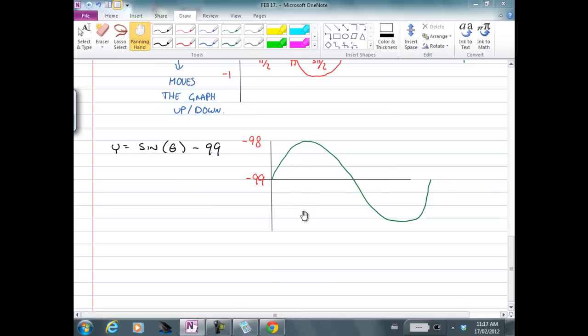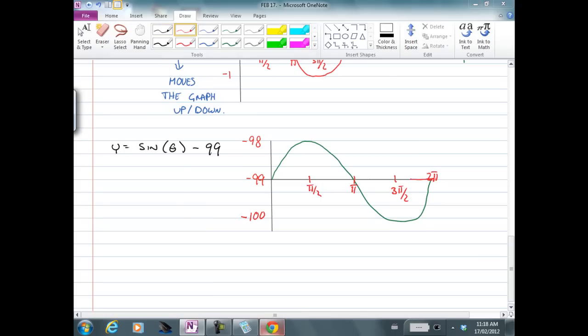The lowest point, Jasmine, what's the lowest point going to be? -100. My x value stays the same, and you just label this as 2 pi, 3 pi by 2, and pi by 2. Is it that hard? No, not really. It's just a basic understanding: what's one higher, what's one lower.